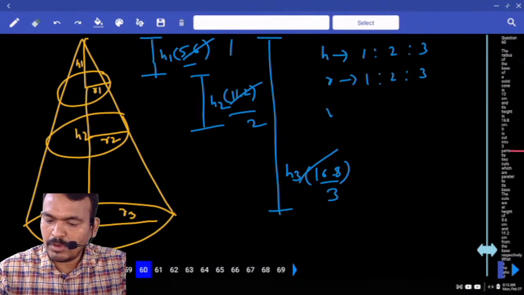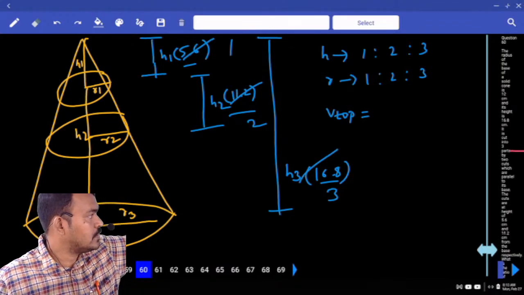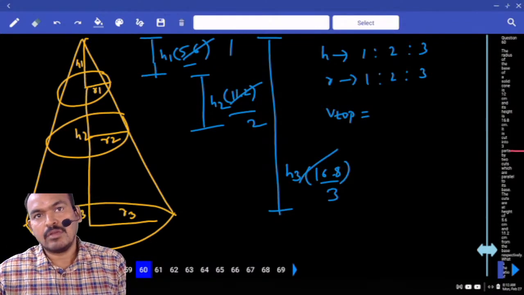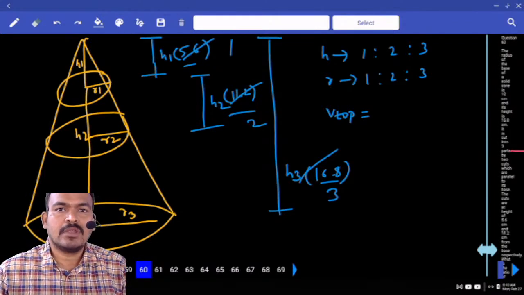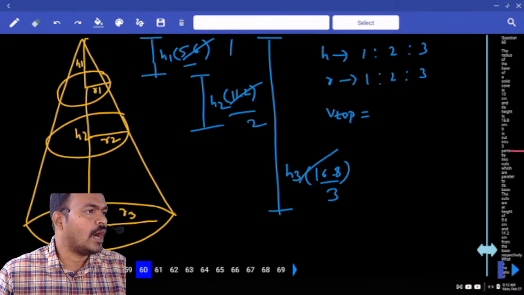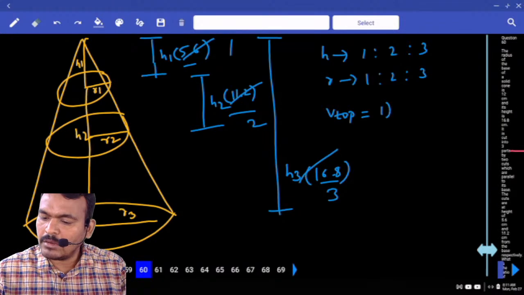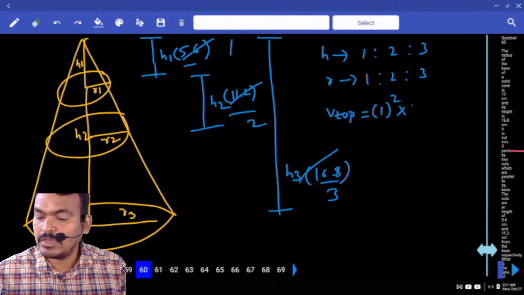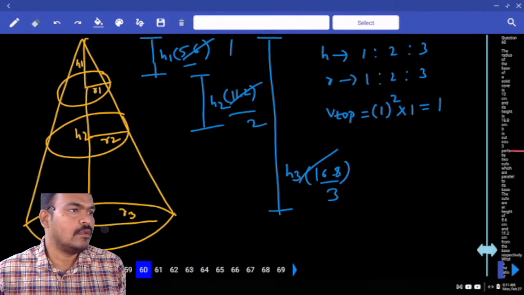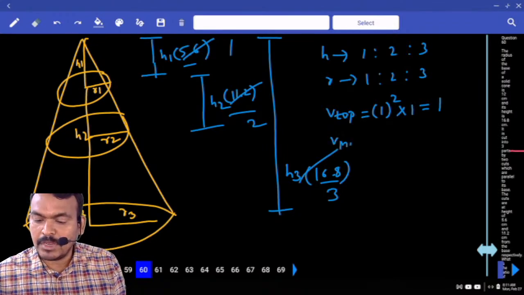Okay, first the volume of the top portion. Volume of the top portion means only h1, r1 are taken. What is the volume of a cone? 1/3 pi r square h. In all the cases 1/3 pi is common, so we concentrate only on r1 square h1. What is the r1 value? 1. 1 square into h1, which is 1, is 1 into 1, that is 1. It is the volume of the top portion. And then the volume of the middle one.